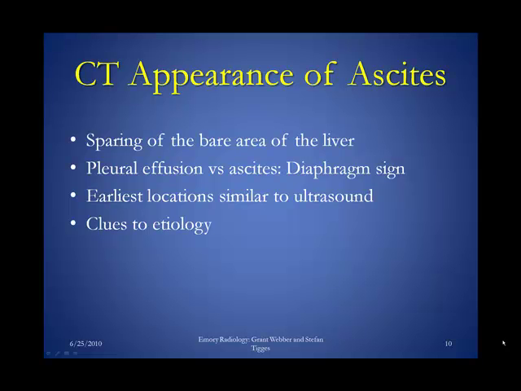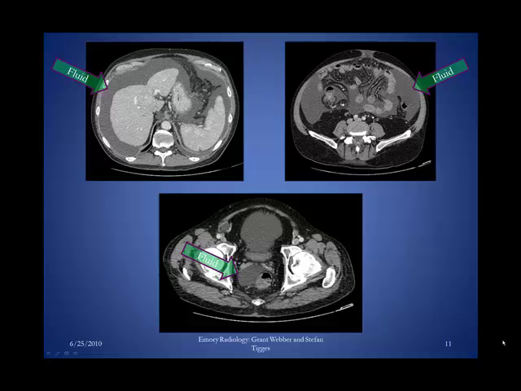Now, in terms of the earliest locations to see ascites, they're very similar to the ultrasound locations: the Morrison's pouch, the pelvic cul-de-sac, the pouch of Douglas, and the pericolic gutters. The benefit of CT when you're talking about ascites is that you're getting an overall CT scan of the abdomen and pelvis as well, and this could give you a clue as to the etiology of the fluid. You could see, for instance, like we saw in the ultrasound case, a stigmata of cirrhosis, which could be the clue that this ascites is from liver failure, for instance.